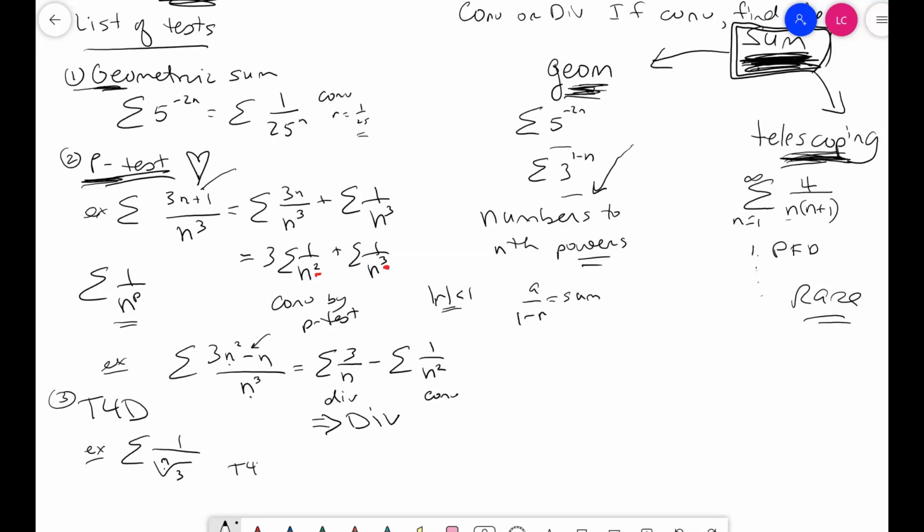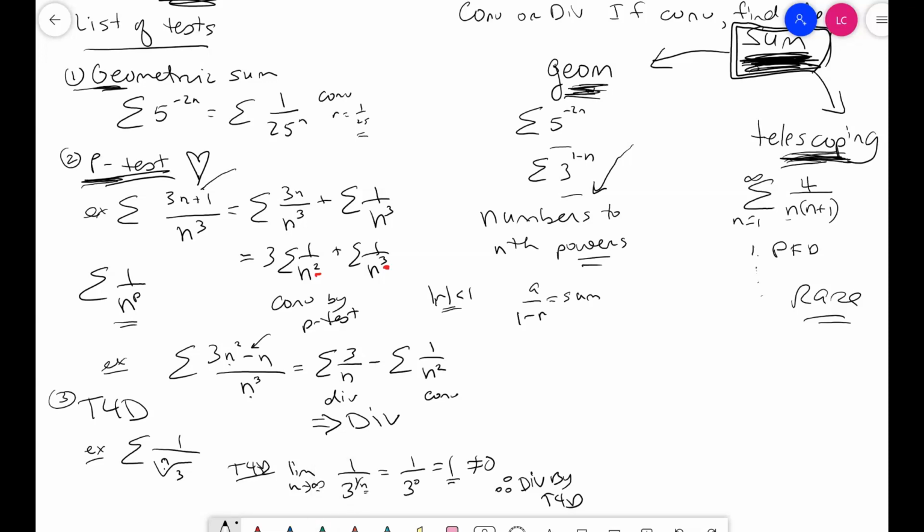So if I'm going to say I'm doing t for d, so I'm going to take the limit as n goes to infinity, and I'm going to rewrite this as the exponent that it is. Oh, what happens when I plug in infinity? I get 1 over 3 to the 0. Oh, that's 1. So the test for divergence says if this does not equal 0, I can say therefore it diverges by t for d. So if its terms are not 0, the limit of the nth term is not 0.